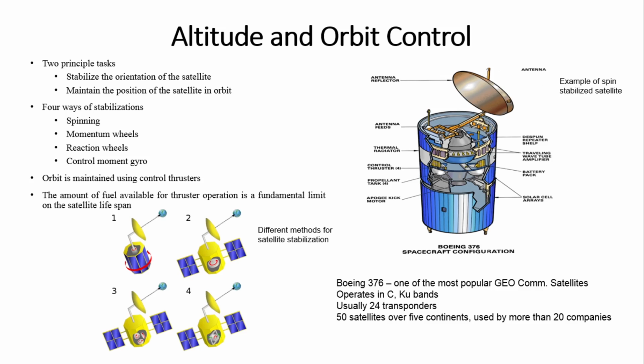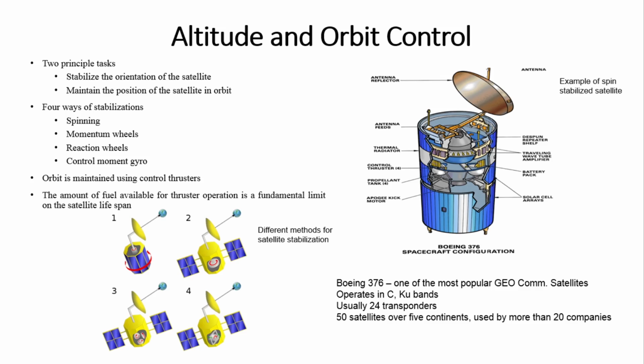Next is attitude and orbit control. Two principal tasks: stabilize the orientation of the satellite, and maintain the position of the satellite in orbit. Four ways of stabilization: spinning, momentum wheels, reaction wheels, control movement gyro. Orbit is maintained using control thrusters. The amount of fuel available for thruster operation is the fundamental limit on the satellite lifespan.